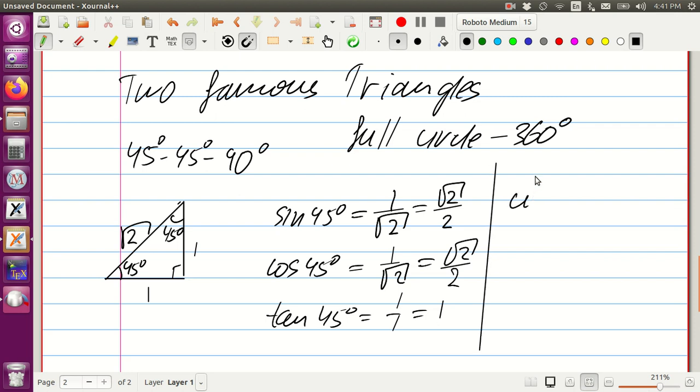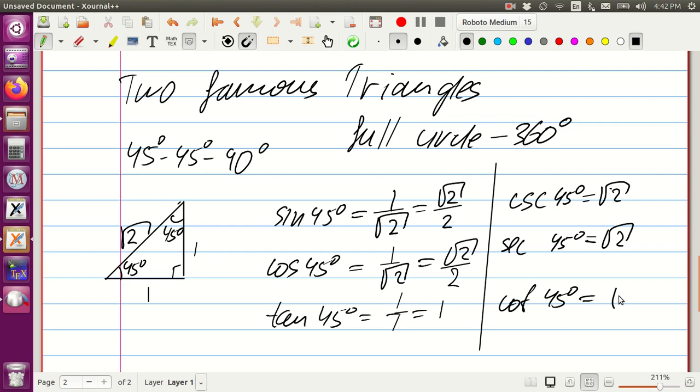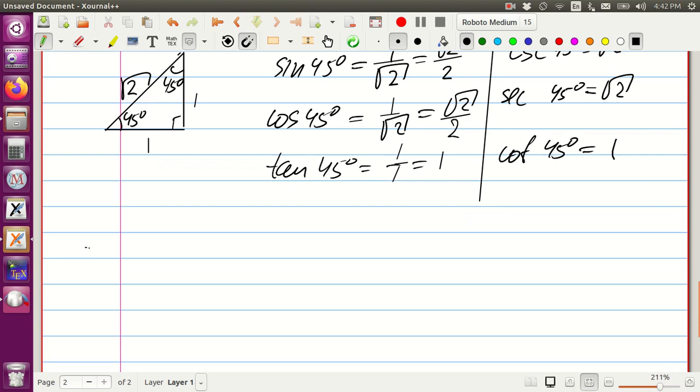Now we need the cofunctions, so cosecant of 45 degrees would be the reciprocal of this expression, which is square root of 2 over 1. Secant of 45 degrees will be also square root of 2. And cotangent of 45 degrees will be 1 over 1, which is 1. So that's one famous triangle.